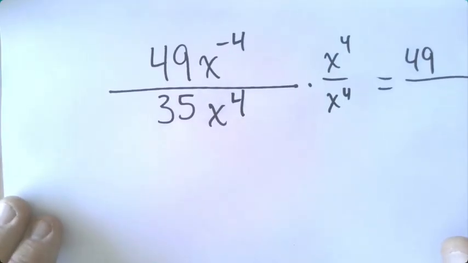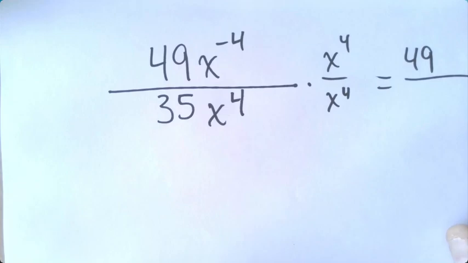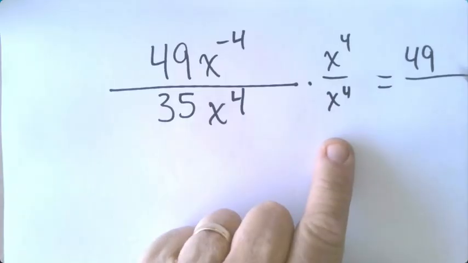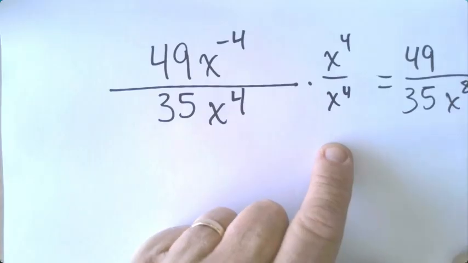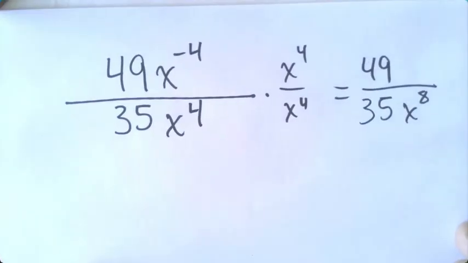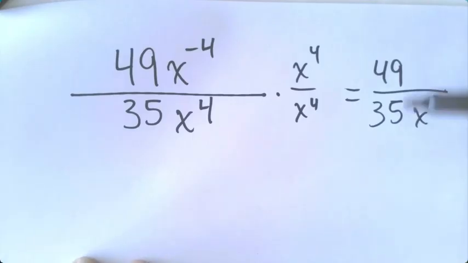The denominator has how many factors of x? 8, right? 4 and 4 more. So I've got 35 and x to the 8th. The other common error I see is I see people do this as a subtraction problem, and they'll write this as 14x to the 8th.